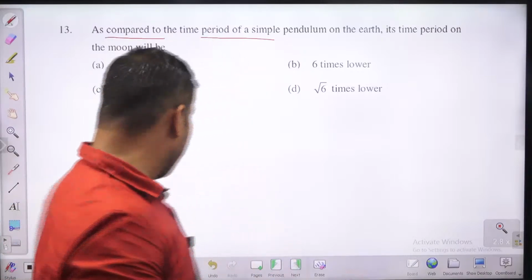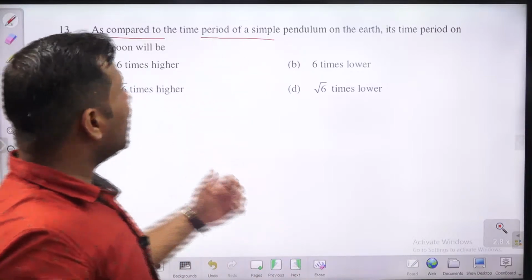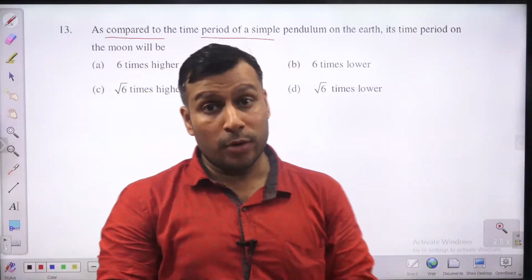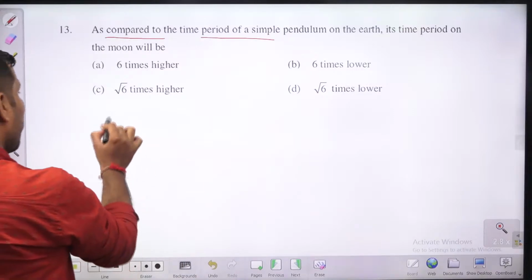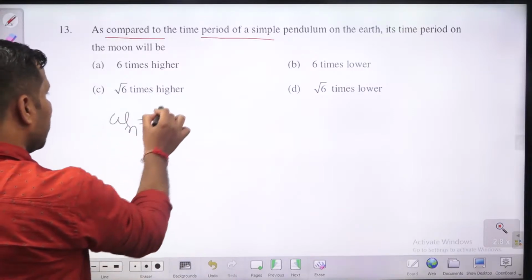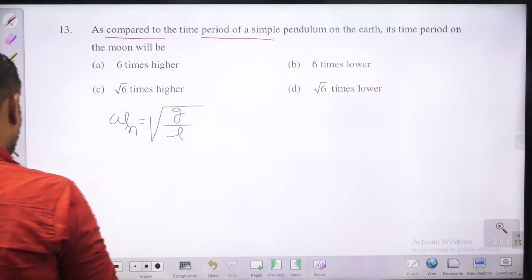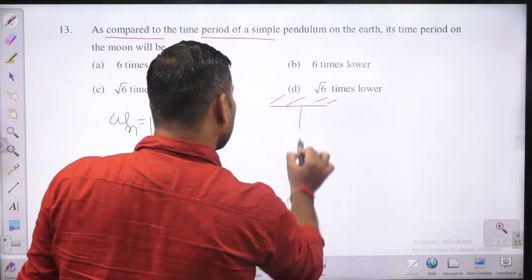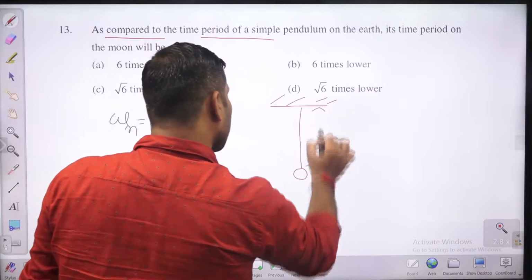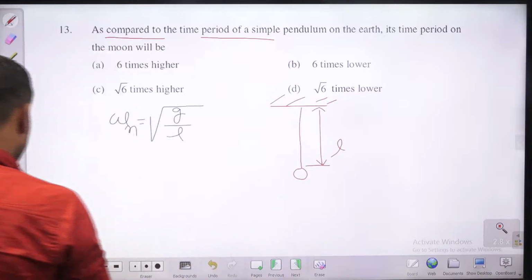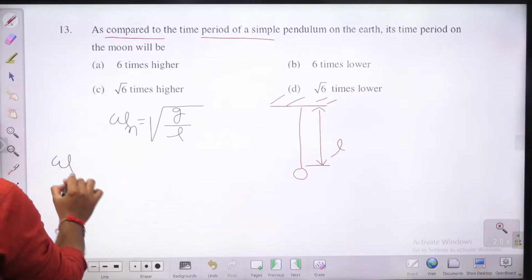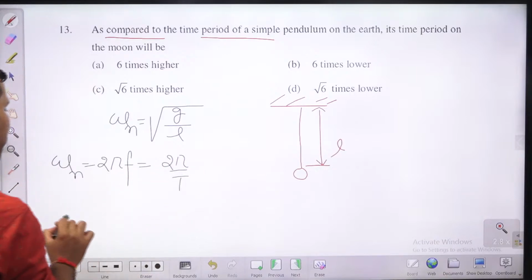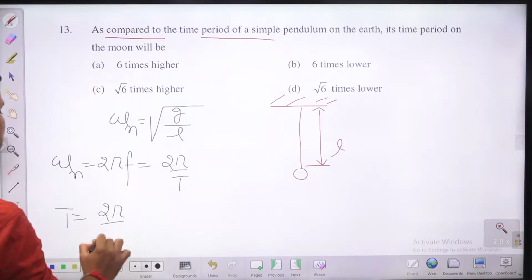What will be the time period on moon? Okay, guys, the question is asking, as compared to the time period of a simple pendulum on earth, what will be the time period on moon? Very simple question, guys. Omega for a simple pendulum is nothing but under root g by l. I told you omega n, the natural frequency of a simple pendulum, is under root g by l, where l is the length of the string. So this is l. Now omega is equal to 2 pi f, or 2 pi by T. So time period is nothing but 2 pi by omega.